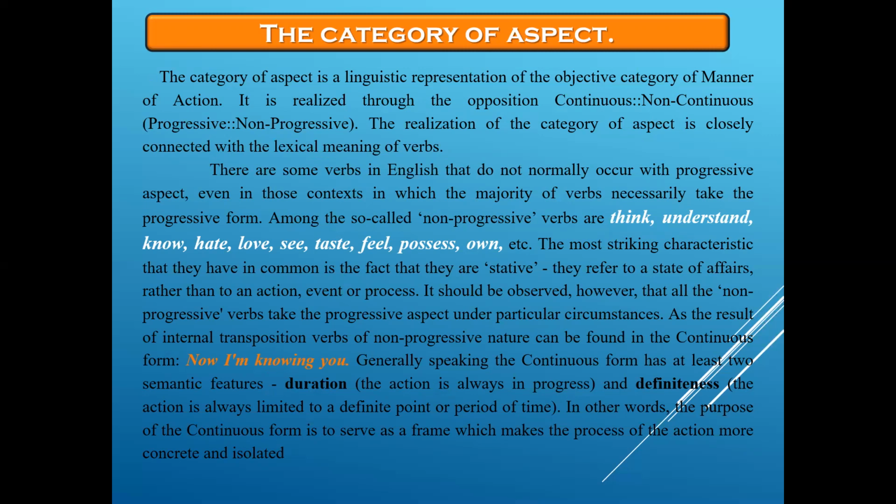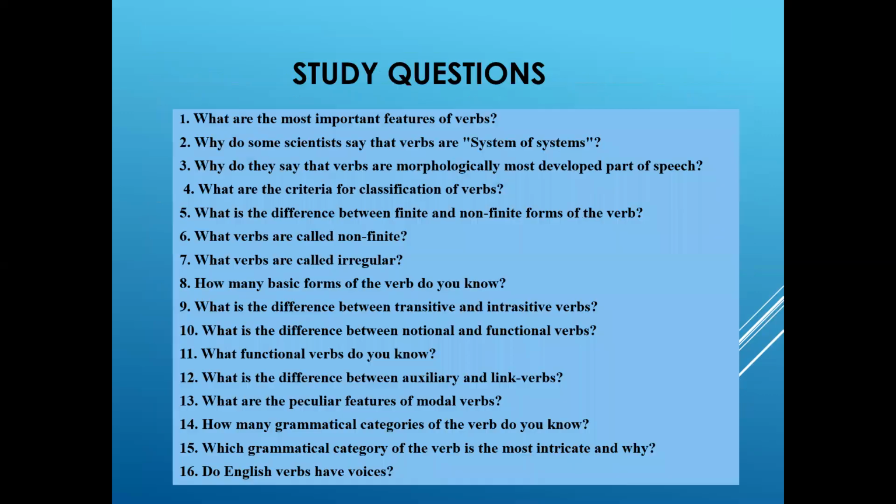Now I'm knowing you. Generally speaking, the continuous form has at least two semantic features: duration and definiteness. Duration means the action is always in progress, and definiteness, the action is always limited to a definite point or period of time. In other words, the purpose of the continuous form is to serve as a frame, which makes the process of action more concrete and isolated.